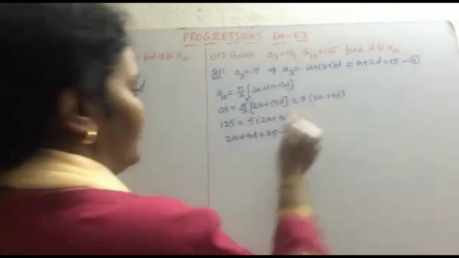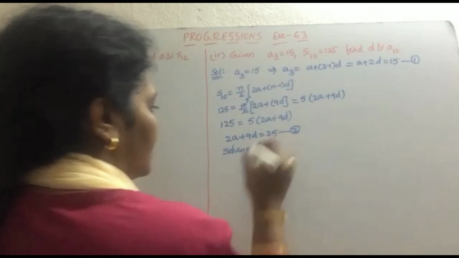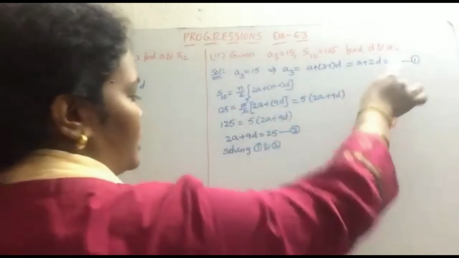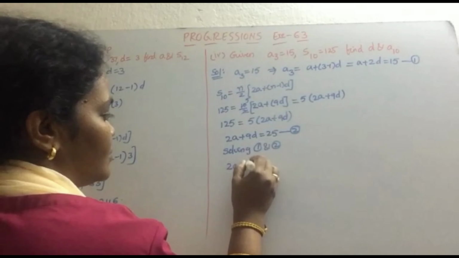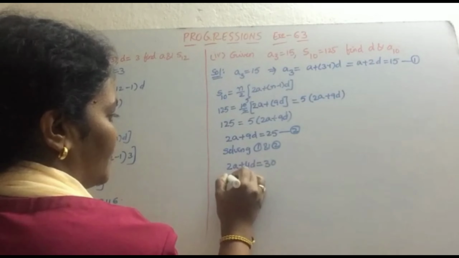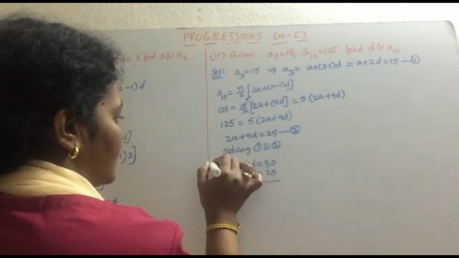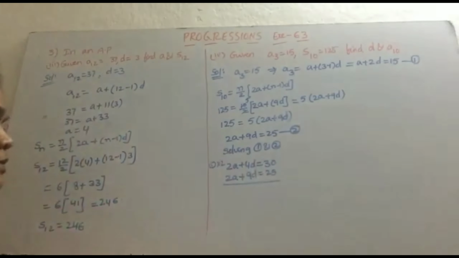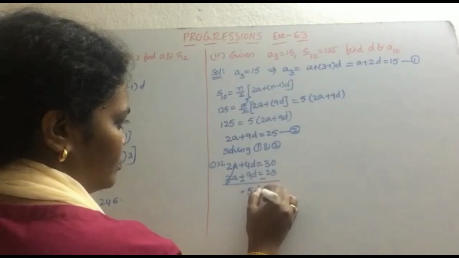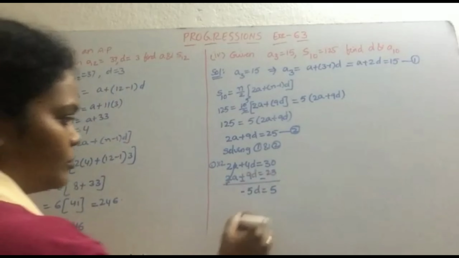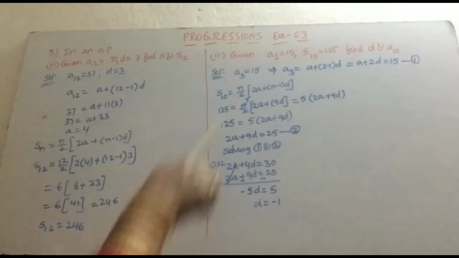So from solving 1 and 2. The first equation is a plus 2d equal to 15. I will multiply the first equation with 2. That is 2a plus 4d is equal to 30. 2a plus 9d is equal to 25. Subtracting, minus 5d is equal to 5. So d equal to minus 1. And we will find a10.